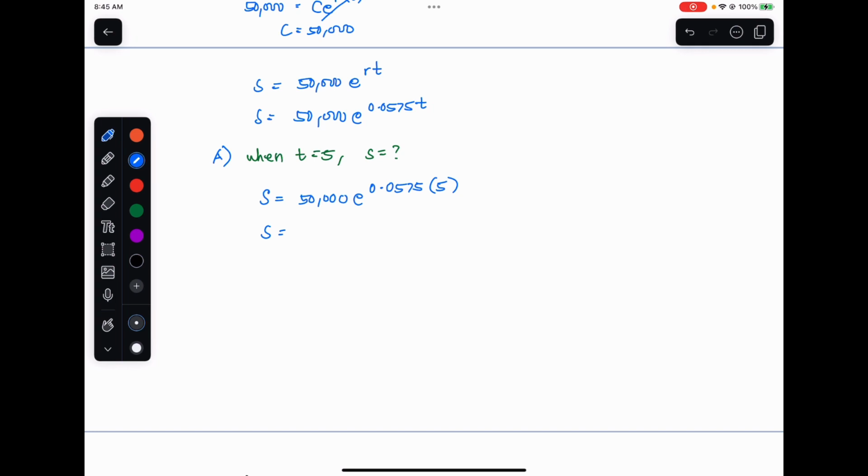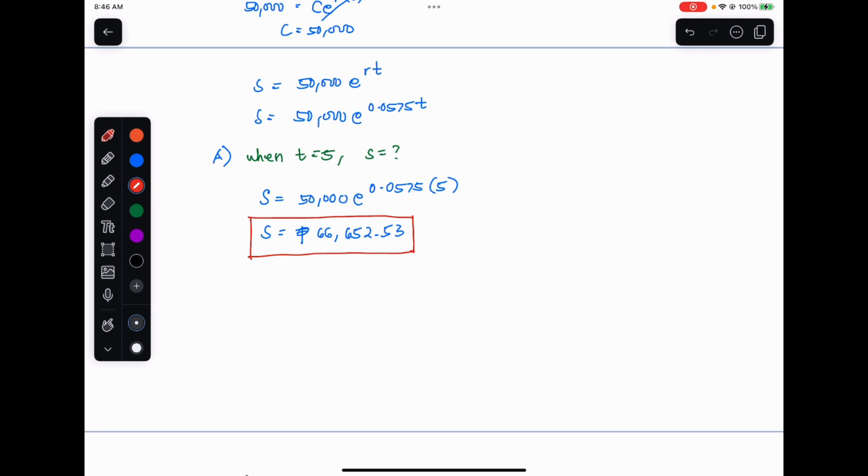So S will be 50,000 e raised to 0.0575 times 5. So that is around 66,652.53. So this will be the amount of money after 5 years.